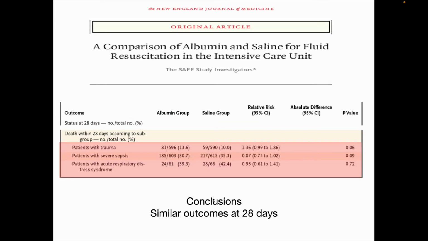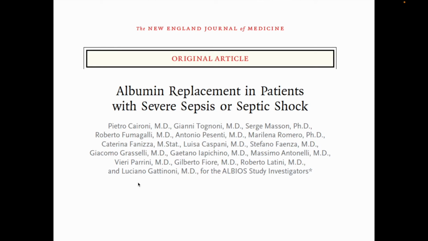Based on this, the SAFE trial was initiated, which showed a similar outcome at 28 days, thereby removing the concept of any higher risk of mortality with albumin compared to saline in fluid resuscitation for critically ill patients. If you look into the subgroup analysis, in head injury patients there was increased mortality. Apart from that, in severe sepsis or ARDS patients, there was no effect on mortality.